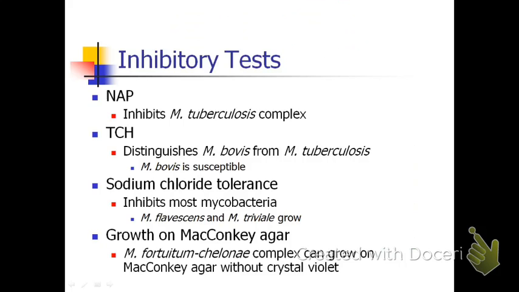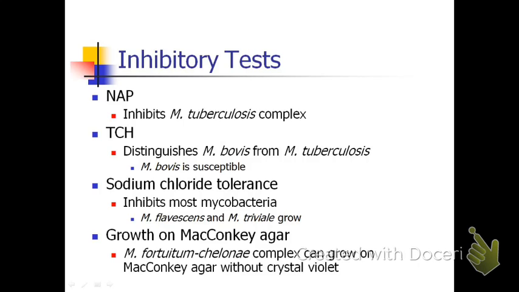Then there would also be inhibitory tests. This group of tests is known as the inhibitory test because upon addition of this reagent, some organisms would be inhibited, which means that they will not be able to grow. That's the reason why we call it the inhibitory test. So this includes the NAP, which inhibits the M. tuberculosis complex, then the TCH, which would allow you to differentiate Mycobacterium bovis from Mycobacterium tuberculosis.